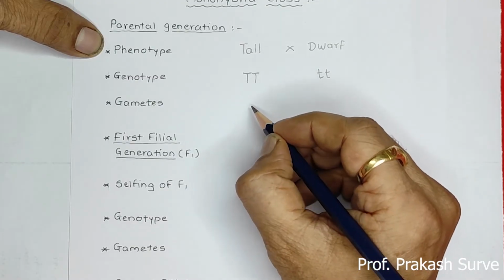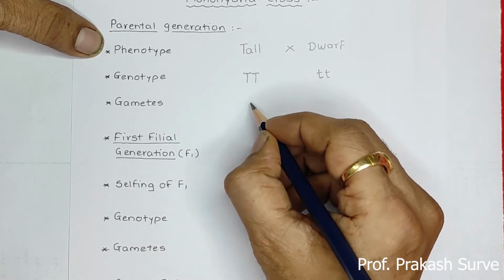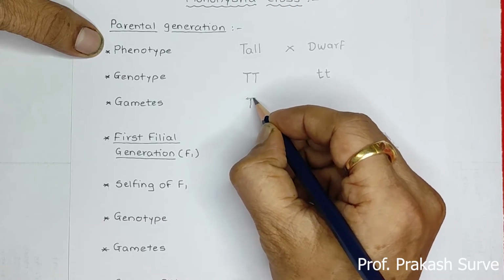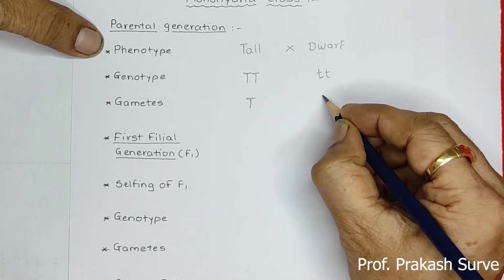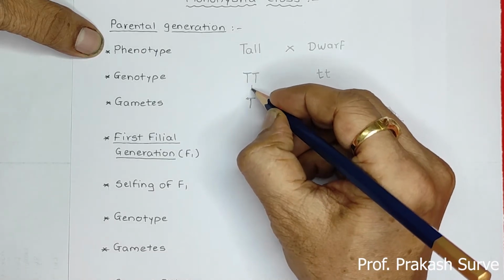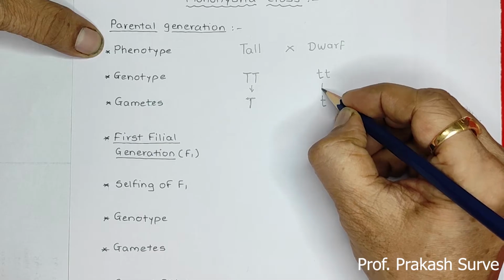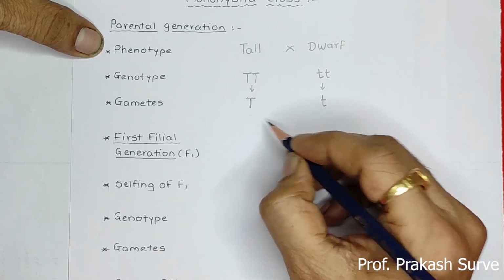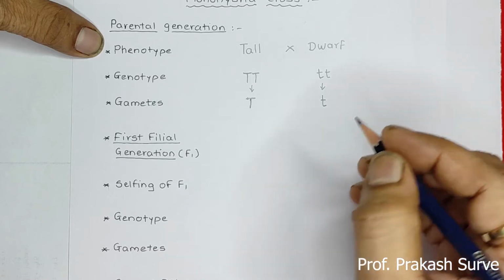From that, what do we get as gametes? This is a diploid, and the gamete is haploid, so we'll take a single capital T from this. In the same way, from here we'll take a single small t. So from this we got this gamete, and from this we got this gamete. Now here we have to cross.